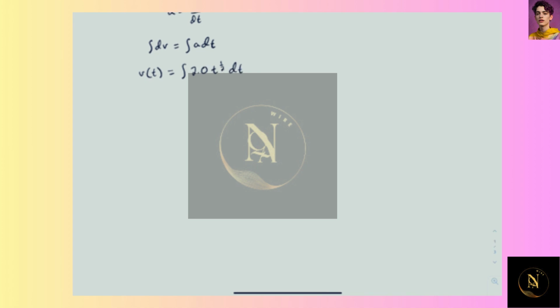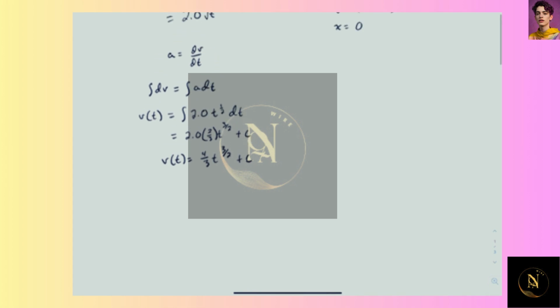So now we just integrate. So this is going to be 2.0, which is just a constant. T to the 1/2, you increase the 1/2 to 3/2 and then divide by 3/2, so we'll multiply by 2/3. And we need a plus c here. So our velocity as a function of time is 4/3 t to the 3/2 plus c. And this is all possible velocities.